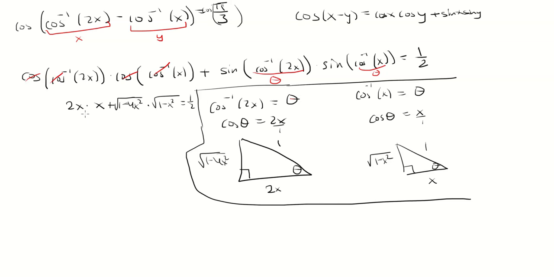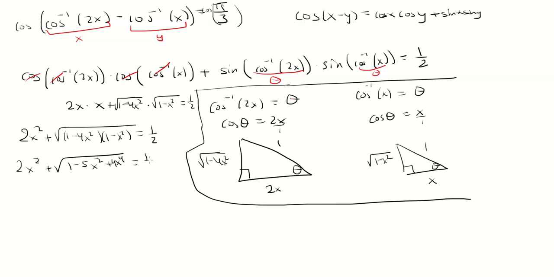So now we're going to simplify. We have 2x times x, which is 2x squared. And because those are under square root, I could just multiply inside. So it'll be 1 minus 4x squared times 1 minus x squared. And I will simplify this as 1 minus 5x squared plus 4x to the fourth, equals 1/2. Basically, I'm going to switch spots, subtract the 1/2, and then subtract the square root.